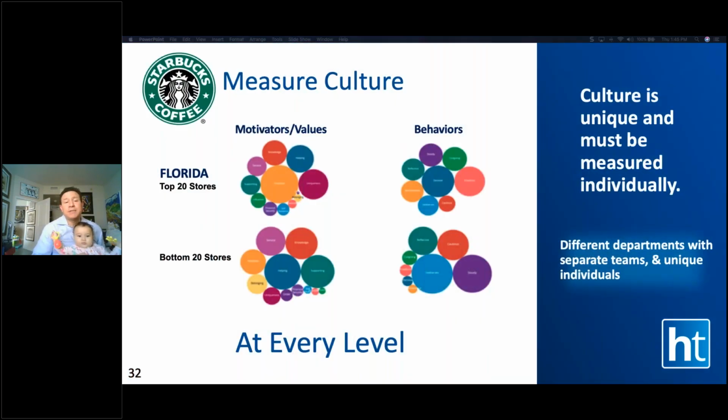You can use tools like this to measure culture across stores or multi-unit sites. So Starbucks could use it to measure the culture of the top stores in Florida across their motivators or values and behaviors versus their bottom stores in Florida, and actually get insights as to why stores are performing. And culture is unique and it must be measured individually.